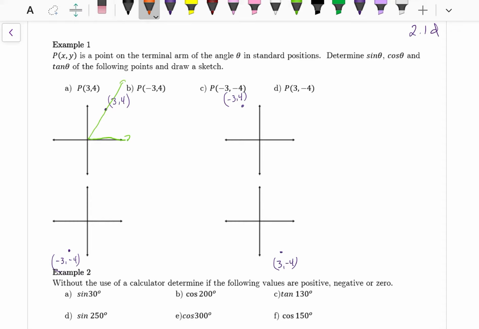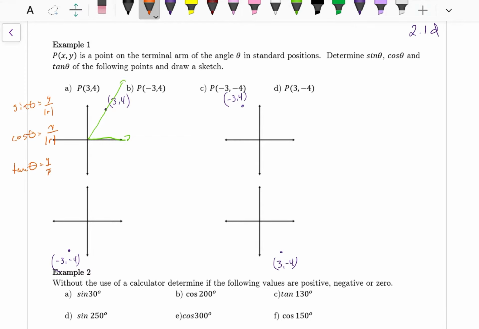So I know that sine theta is equal to my y divided by my radius vector r. Cosine theta is equal to my x-coordinate divided by my radius vector r. And tangent theta is equal to my y-coordinate divided by my x.